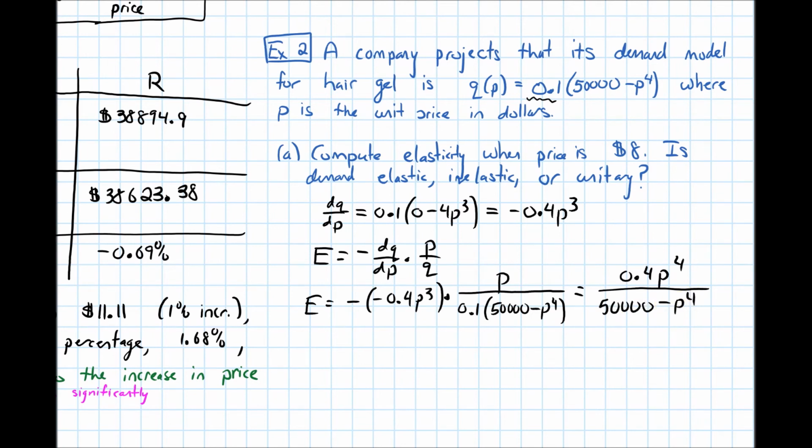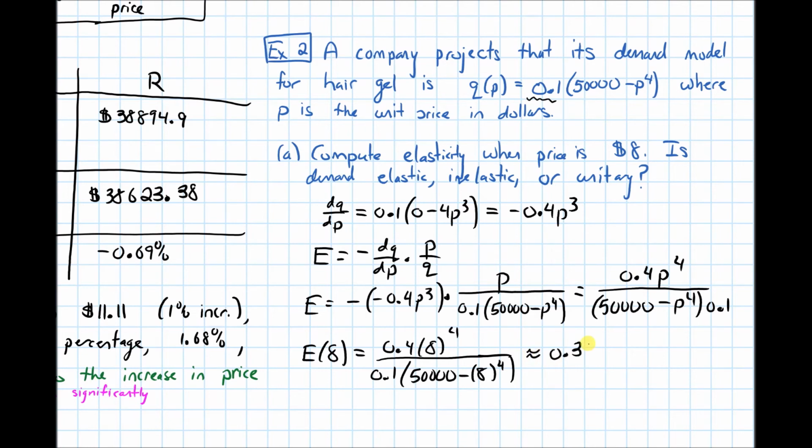So that gives us 0.4 times 8 to the fourth, all over 50,000. And whoops, I think I forgot to write that 0.1 there. I need to write this whole thing times the 0.1. So let me not forget that 0.1 times (50,000 minus p, which was 8 to the fourth). Okay, I've rounded this to 3 decimal places, and I got 0.357. So that's part of what the question wanted. It wanted the elasticity, and I know it's 0.357.